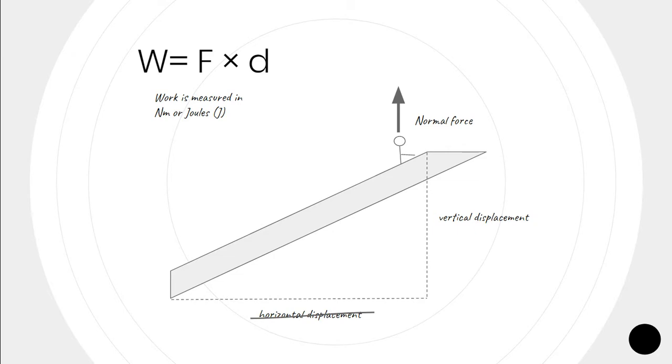You won't always have force and displacement in the same direction. And obviously, in this case, we don't really have force and displacement in the same direction. We're looking at just that vertical aspect of our displacement. So what we can do is come up with a more general version of our work equation.